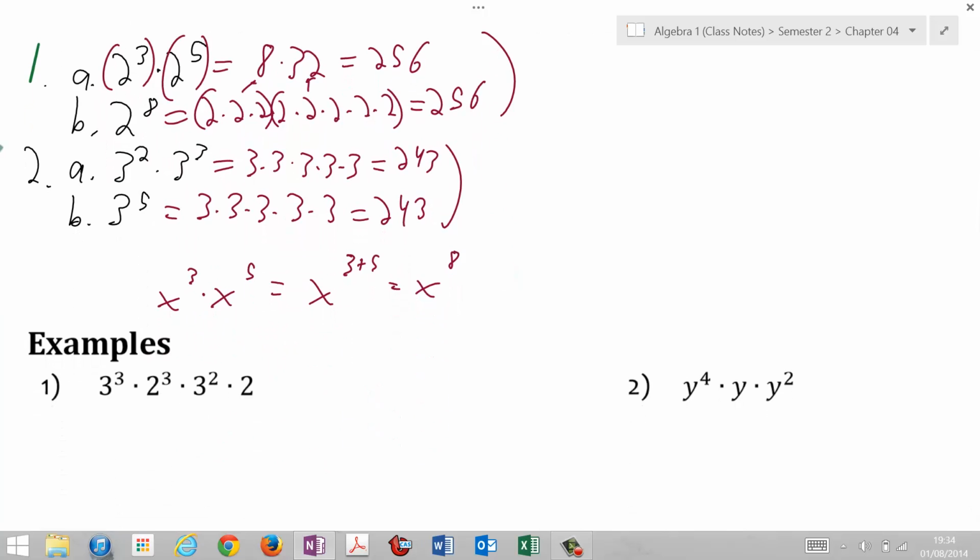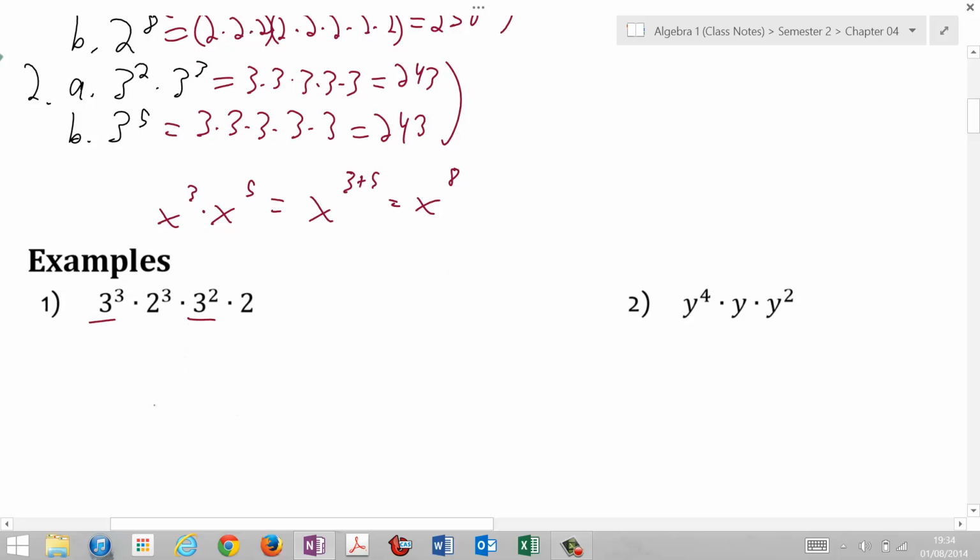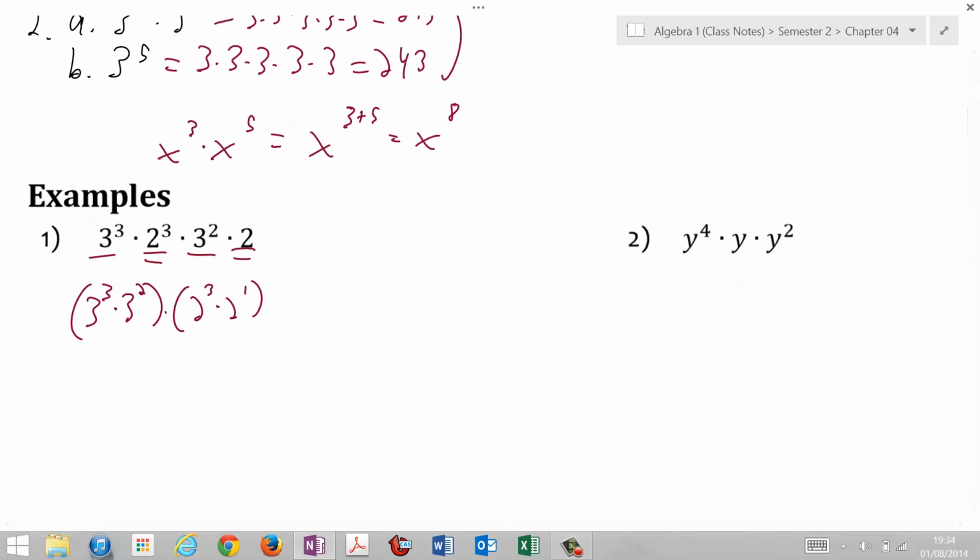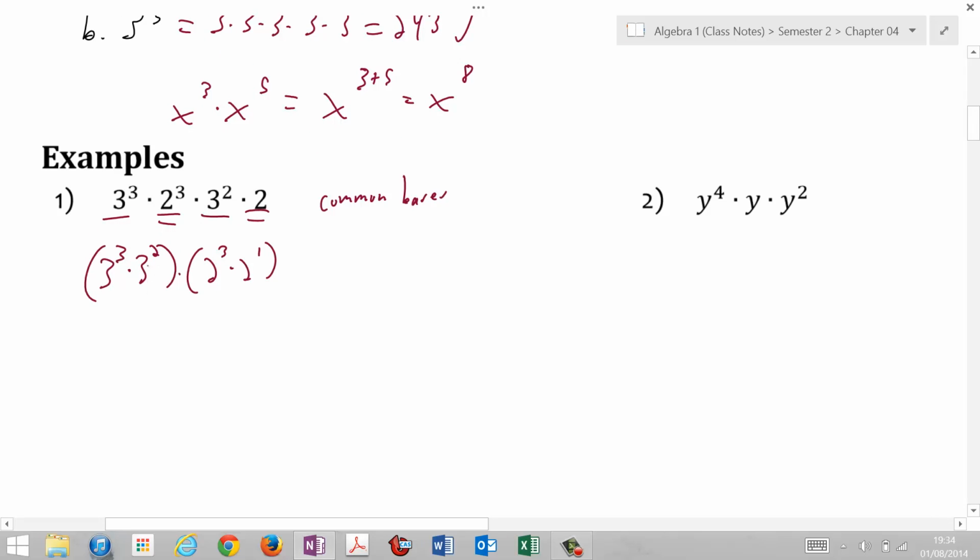If I take these examples and group together ones that have the same base, like this and this, what I can start to do is pool them together and say that this is really 3 to the 3rd power times 3 to the 2nd power, and this is really 2 to the 3rd power times 2 to the 1st power. This is sort of like grouping like terms, but I don't want to call them like terms. We're going to call them common bases, because we're going to use that word base that we did yesterday in class.